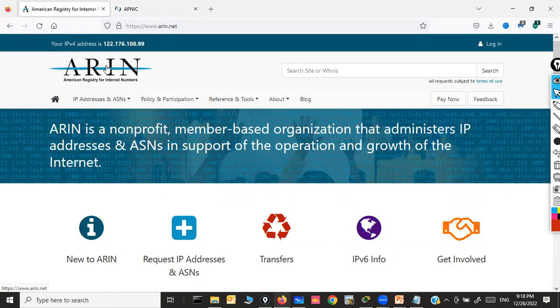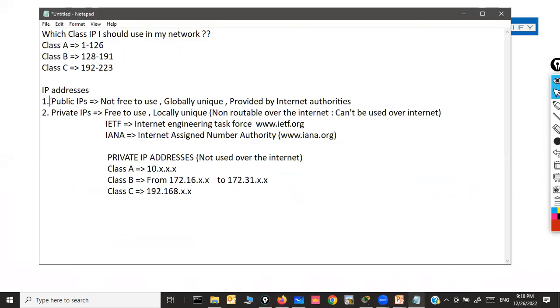These are regional registries. Okay, and you can even see my IP address shown here, your IPv4 address is my IP address. At this time, no one else would be using this IP address. It's a globally unique address, right? So I hope you understand this point, private and public.